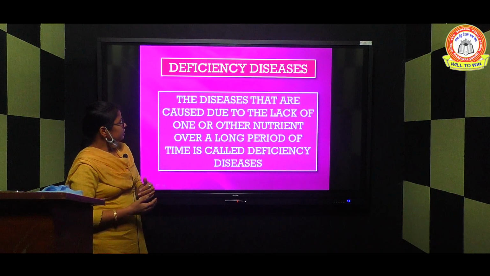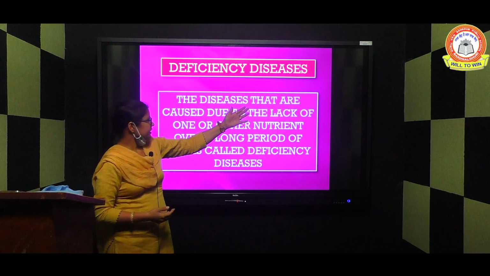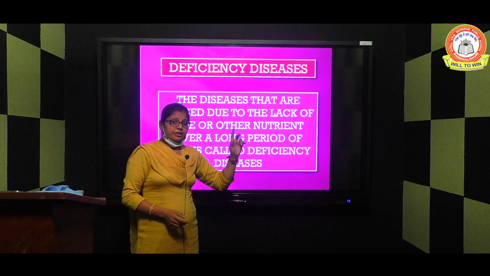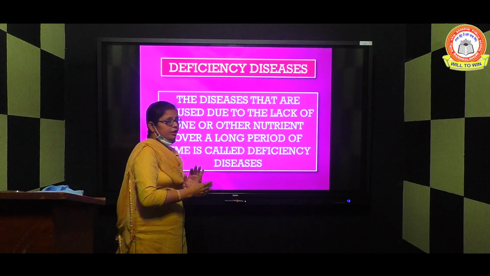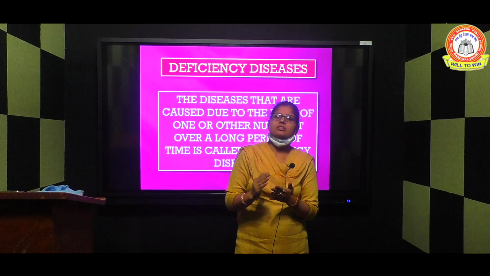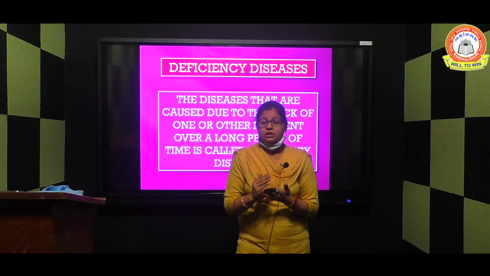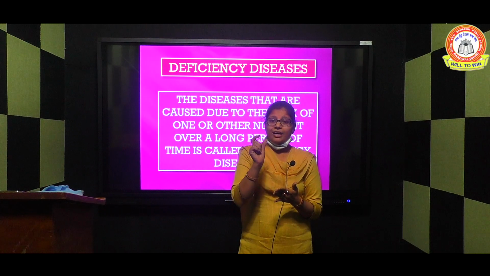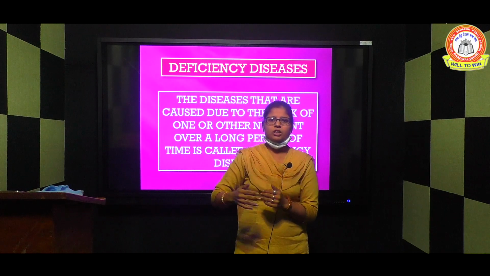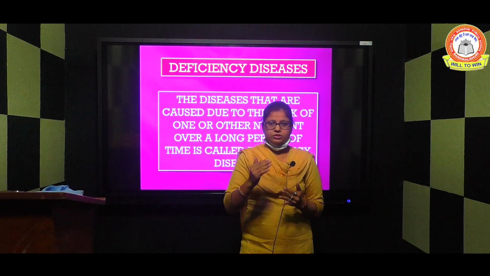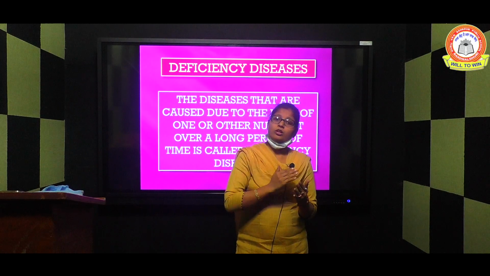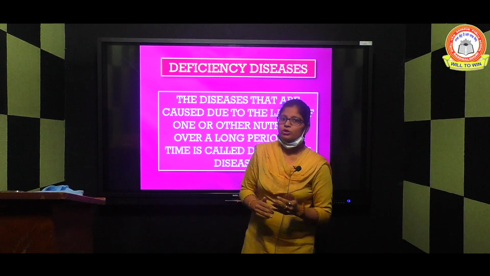So the definition is: diseases that are caused due to the lack of one or the other nutrient. Here one thing is very important, it is not just the lack of a nutrient. एक दिन अगर आप कोई एक न्यूट्रिएंट आपकी बॉडी के अंदर नहीं ले रहे तो आपको कोई डिजीज नहीं होगा. डेफिशिएंसी डिजीज सिर्फ तब होते हैं जब एक न्यूट्रिएंट की डेफिशिएंसी एक बहुत लॉन्ग पीरियड ऑफ टाइम के ऊपर होती है, like some months, years. When you are not taking a particular type of nutrient for a long period of time, only then this kind of disease happens.